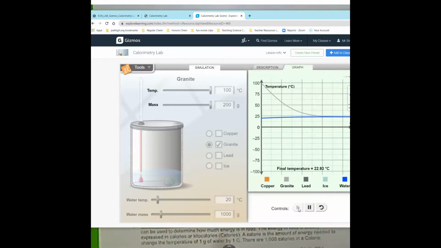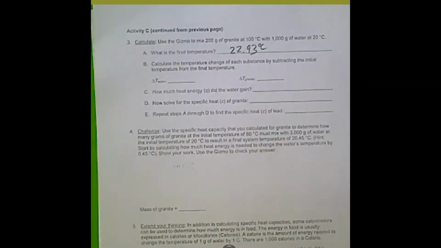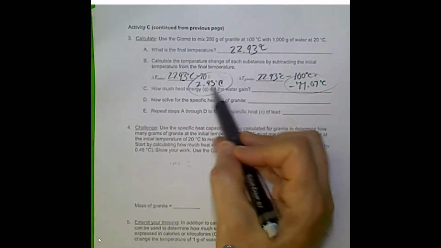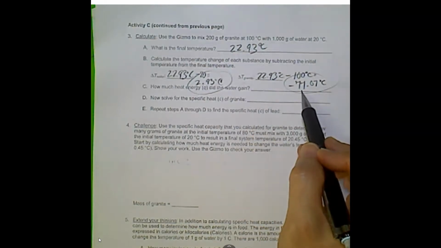And it looks like the final temperature is going to be 22.93 degrees Celsius. And we're going to calculate the temperature change of each substance. Let's do it. Okay, so I did the final minus initial of both. I got 2.93 degrees Celsius for delta T here, and negative 77.07.